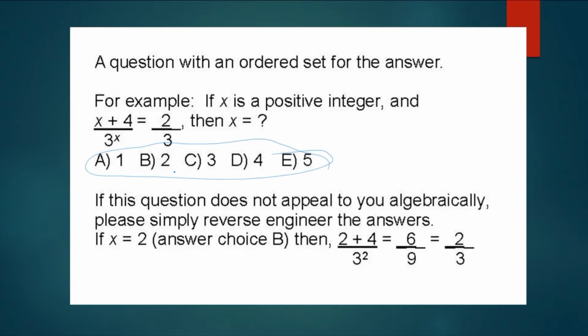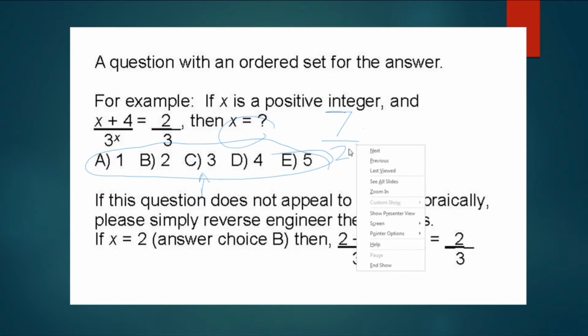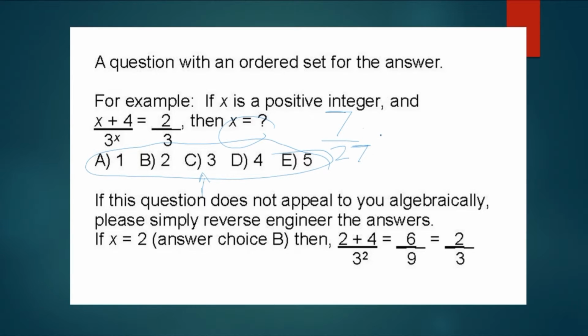But anyhow, let's try 3. So if x is equal to 3, what's that? 3 plus 4 would be 7. I'm going to write that over here. And then our denominator would be 3 cubed, which is 27. Right? 9 times 3? Yeah. So here we go. And then the other one, is that equal to 2/3? Well, no, it is not. Obviously, that's not equal, so we're going to have to keep on rolling.